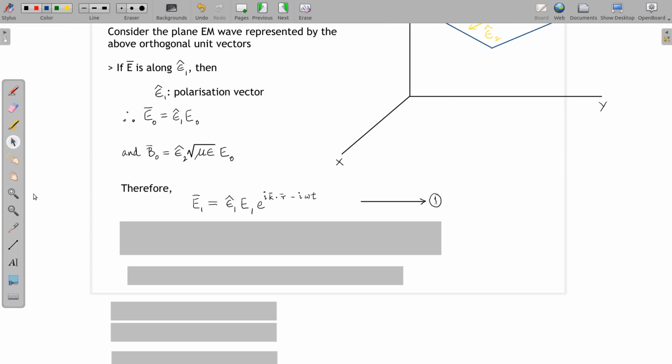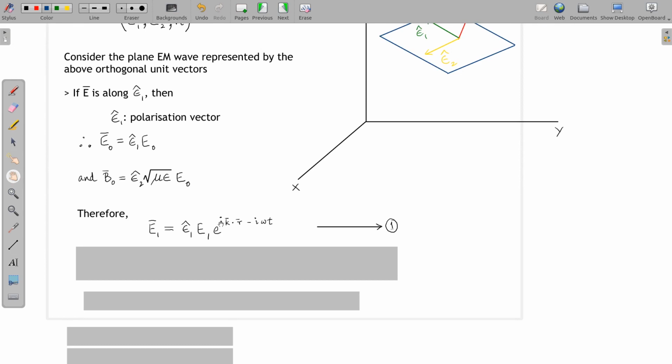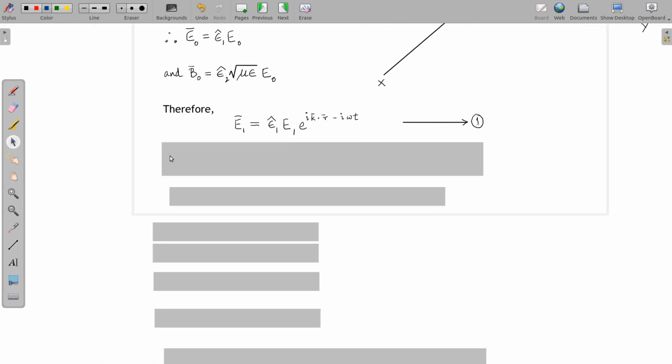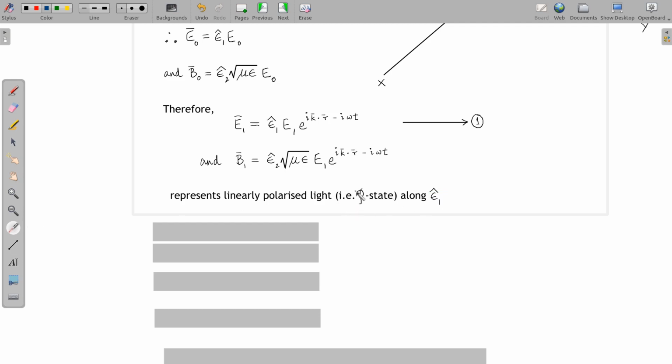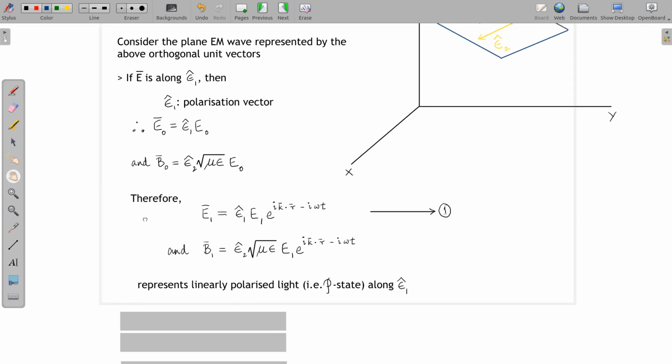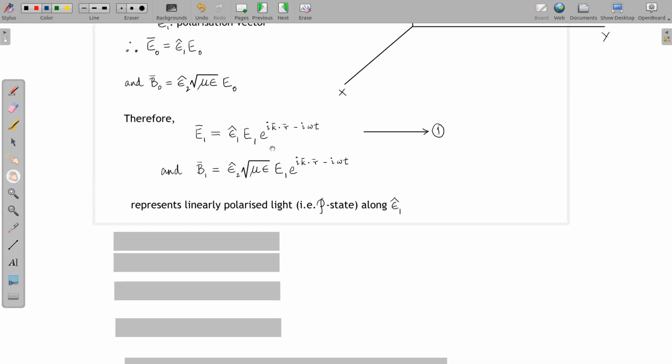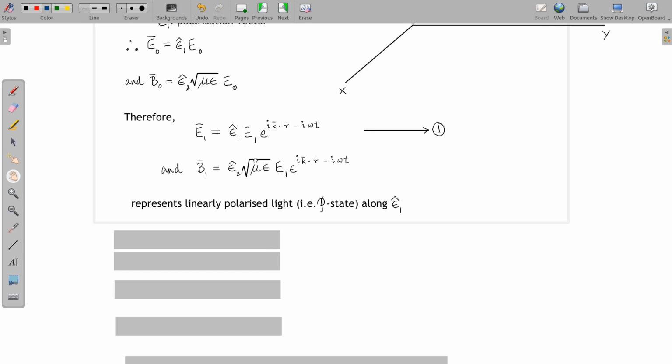Therefore the electric field can be written as epsilon 1 E1 e to the power i k dot r minus i omega t. This k dot r minus omega t is the phase of the electromagnetic wave, and the magnetic field could be written like this. So you can see the electric field is along epsilon 1 and the magnetic field is along epsilon 2. This represents linearly polarized light, the light which is polarized along epsilon 1, written as p state. Even though I have written E0 over here, since the electric field is along epsilon 1, I'll represent the scalar amplitude as E1 in this case, because we'd like to get a superposition of the two orthogonal polarization states. It helps if I use this notation here, so that's why I'm using E1.